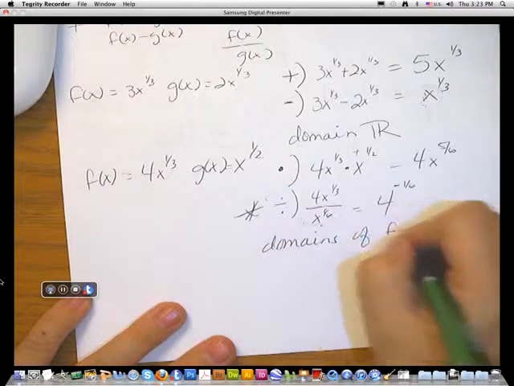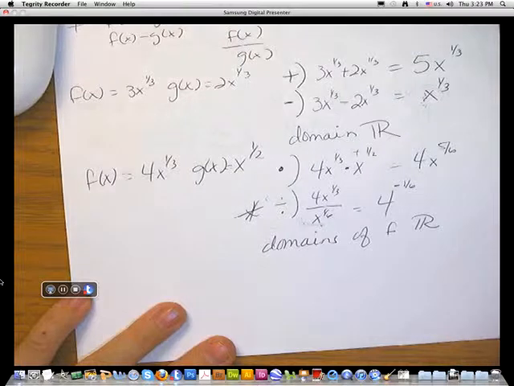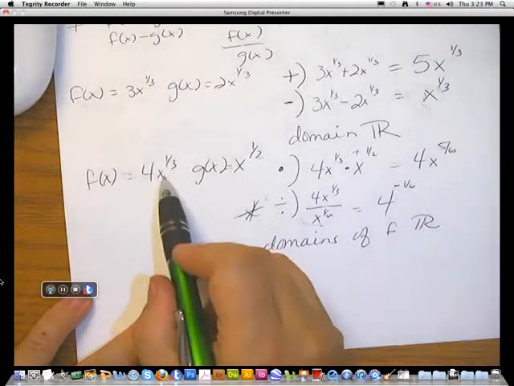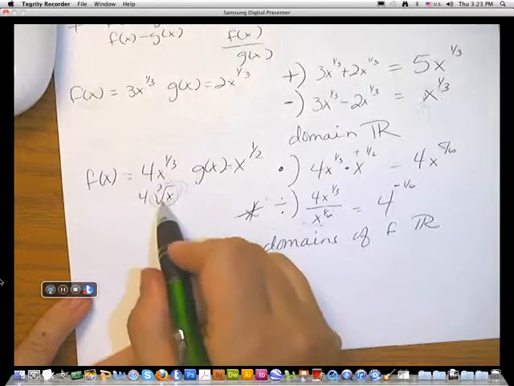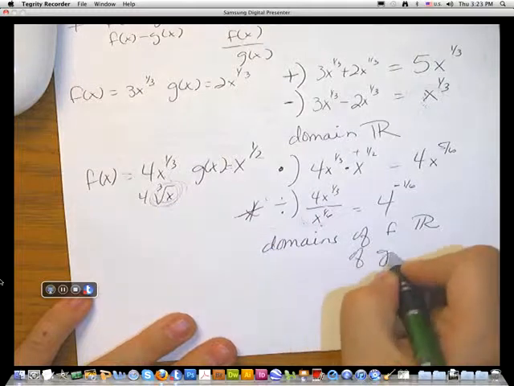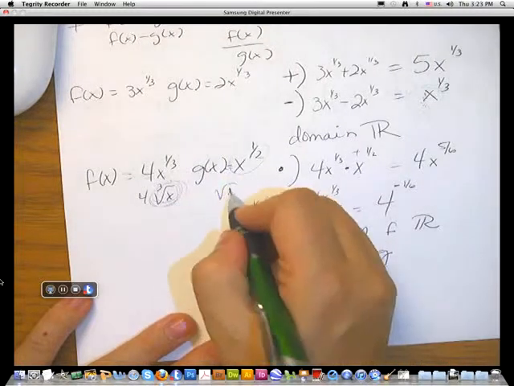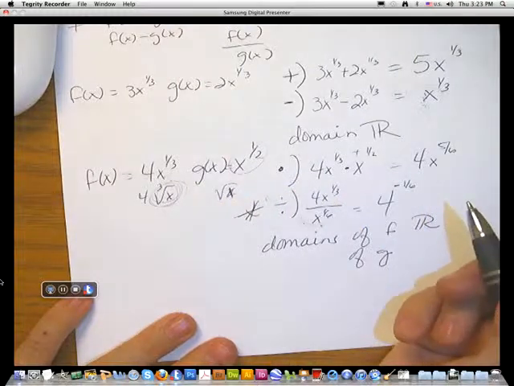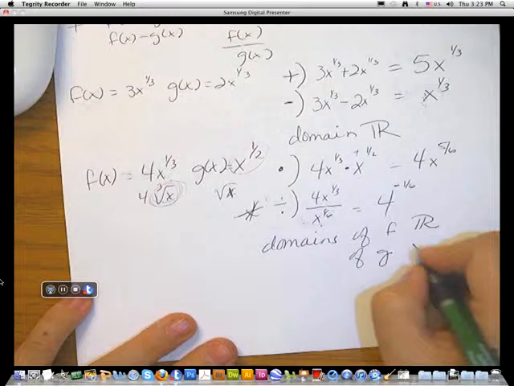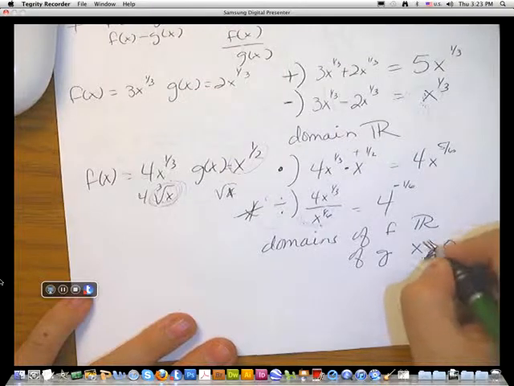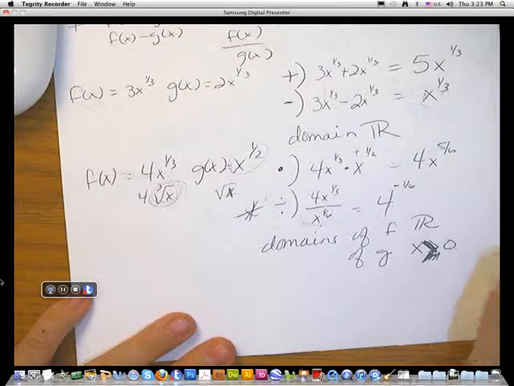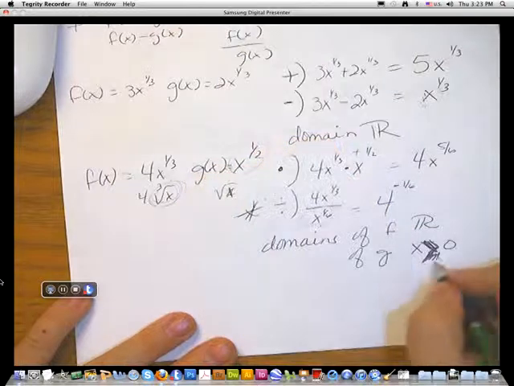The domain of f is all reals, because this is the cube root of x, and I can have anything positive and negative and take a cube root of it. The domain of g, well, this is a square root. The domain of g can only be x greater than or equal to 0, because it has to be positive. And it can't be 0, so it's just greater than. Oh, sorry. That g is greater than or equal.